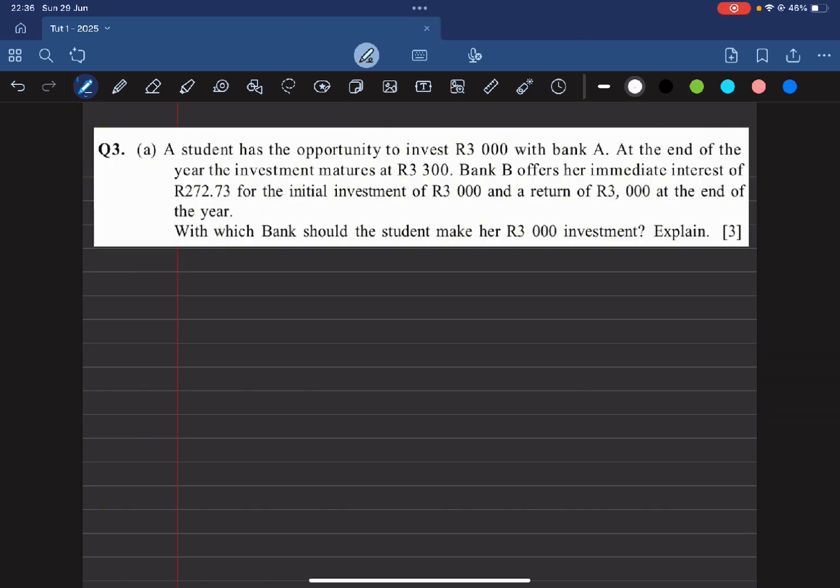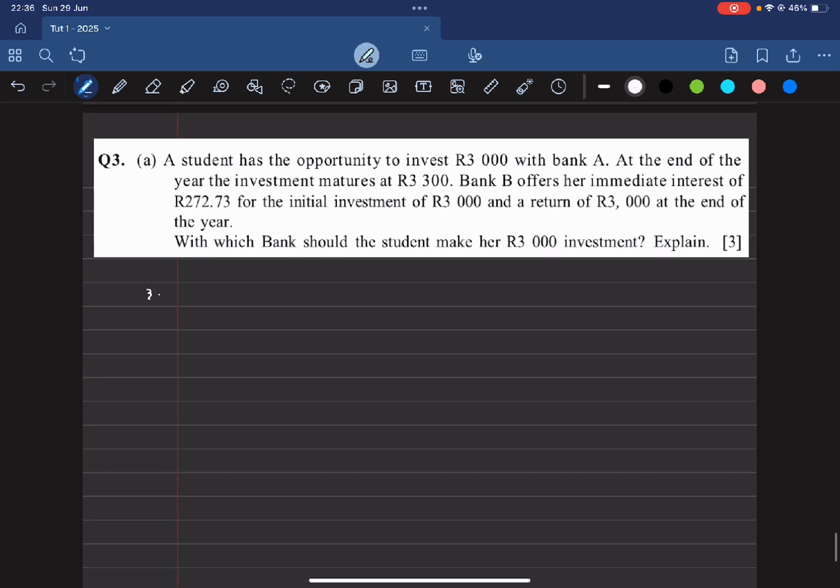So question 3 says a student has the opportunity to invest 3,000 Rand with Bank A. At the start of the year, the investment matures at 3,300. Bank B offers her immediate interest of 272 Rand and 73 cents for the initial investment of 3,000 and a return of 3,000 at the end of the year. Which bank should the student make her 3,000 Rand investment? Explain. Okay, so question 3A.